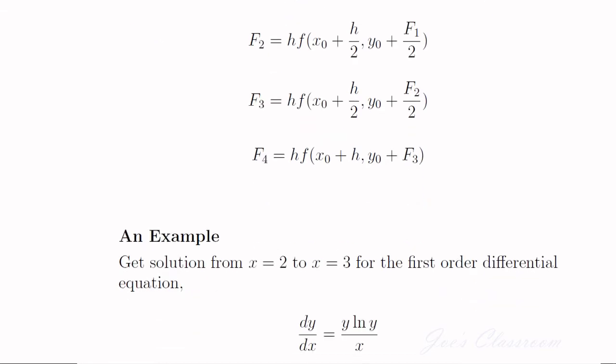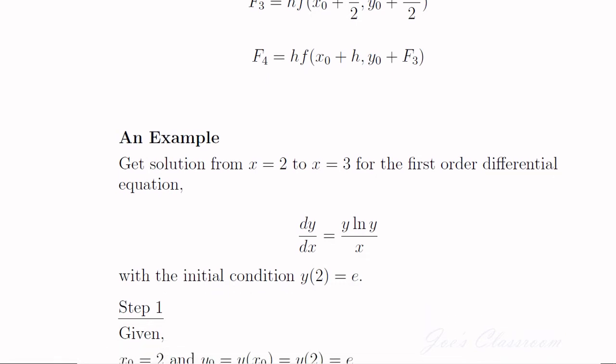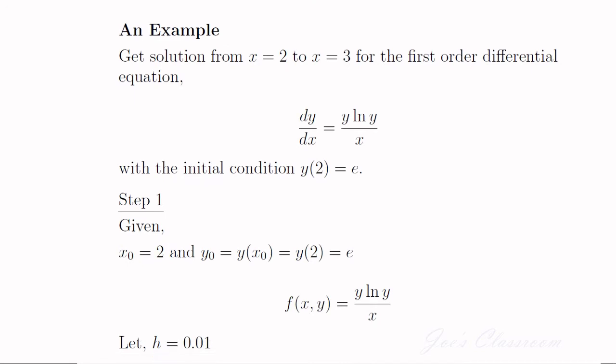We'll take up an example and we'll understand how we can calculate this f1, f2, f3 and f4 and thereby the points on the curve and get the complete solution. So this is the example we have taken. The differential equation is dy by dx is equal to y into ln y by x. And we need to find the solution starting from x is equal to 2 up to x is equal to 3. As I have already told you, for solving any differential equation numerically, you need an initial value.